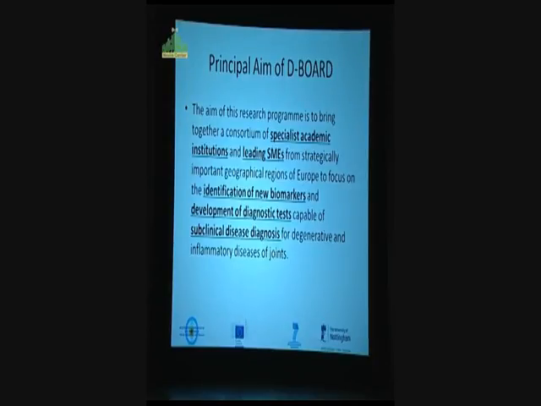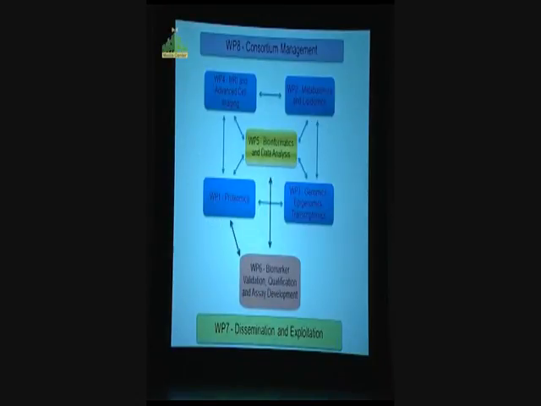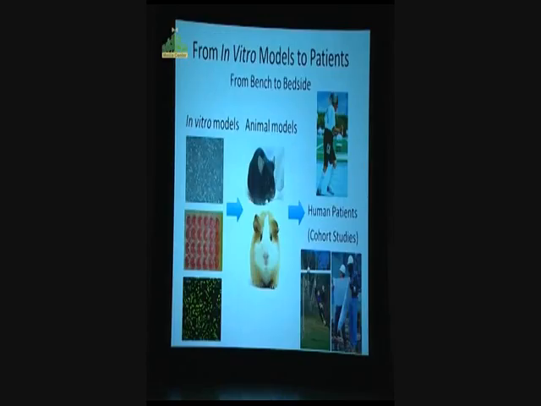So the aim of D-Board is to bring in academics and small companies to focus on identification of new biomarkers and developing new diagnostic tests that could identify disease and help with early disease diagnosis. Some of our participants are listed here. Three of our participants are actually companies focusing on biomarker assay development validation. As I highlighted earlier, we've got various omics approaches with bioinformatics, all of them hopefully leading to the process of biomarker validation and assay development.